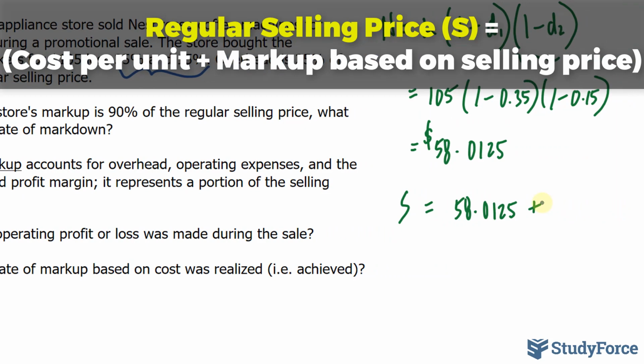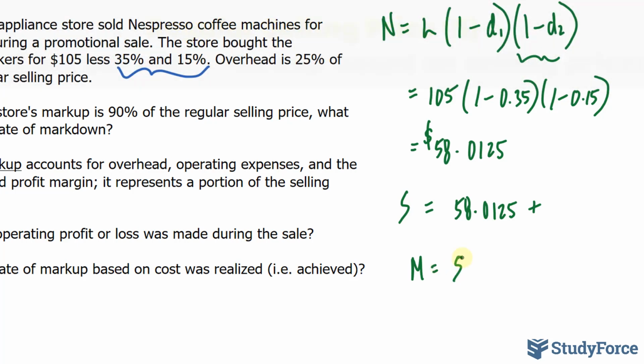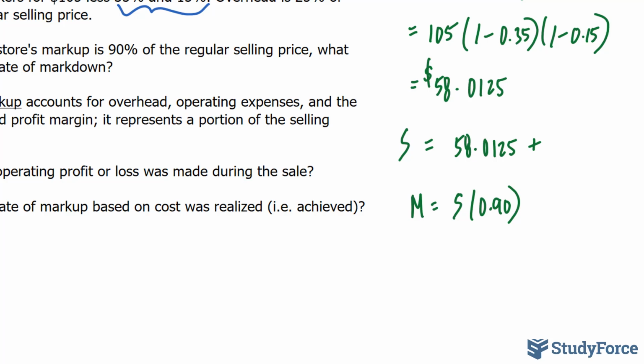Now, the markup, we'll call it M, is found by taking the selling price and multiplying it by the rate at which you want it to be marked up. And in our case, it's 90%, so 0.9. Now, this formula is no different than the formula that I introduced in one of my previous lessons, where you have the base multiplied by the rate, and that's equal to the portion. So the markup is a portion of the base value, which happens to be the selling price, just so that you know where this relationship is coming from.